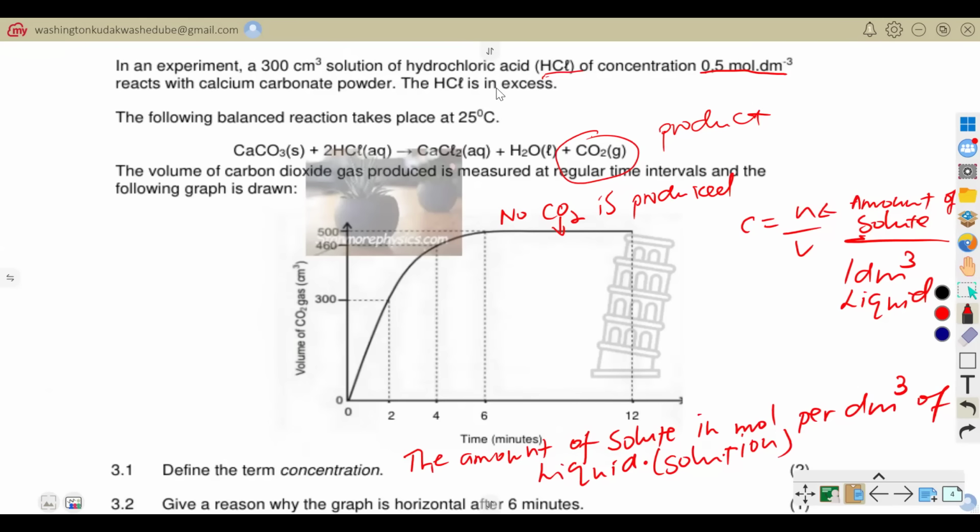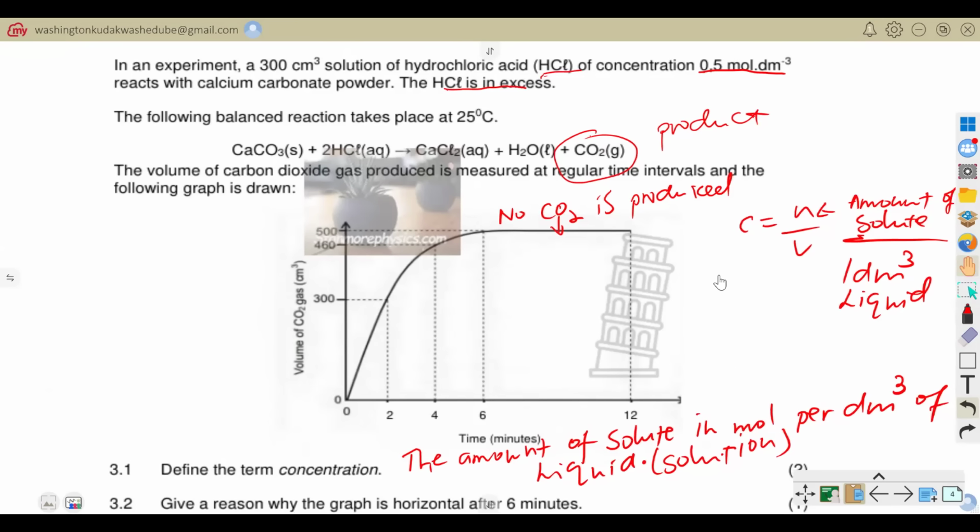We are told that HCl is in excess. We know that in a chemical reaction, we have got a limiting reagent and an excess reagent. So it's either we have got a limiting reactant, which might be this one, and this excess what? Reactant. So since they say this one is in excess, it simply means that our calcium carbonate has been completely used up. Hence, therefore, there is no more carbon dioxide being produced.